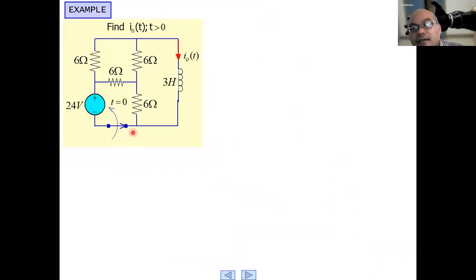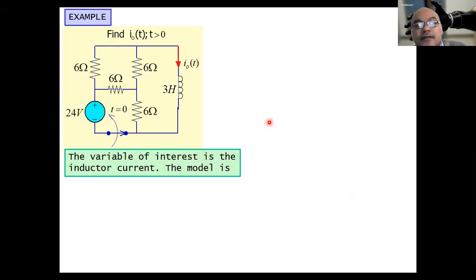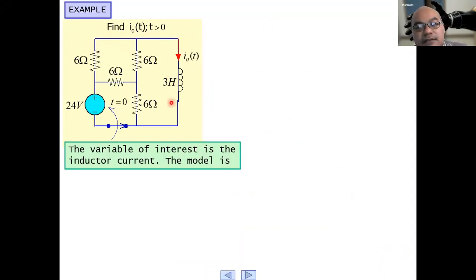The switch here is switched off when T equals 0. The variable of interest here is the inductor current. So we have to replace the circuit just connected to this inductor with one single equivalent Thevenin source in series with one Thevenin resistance.